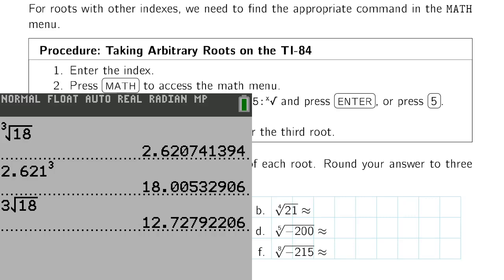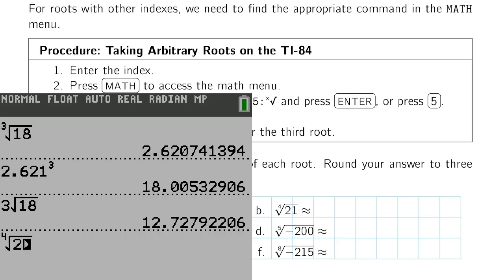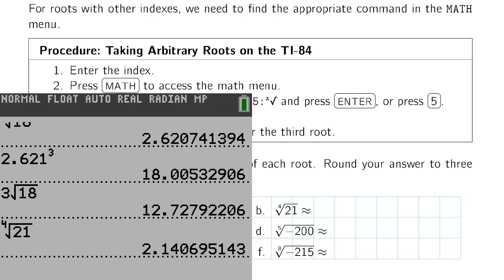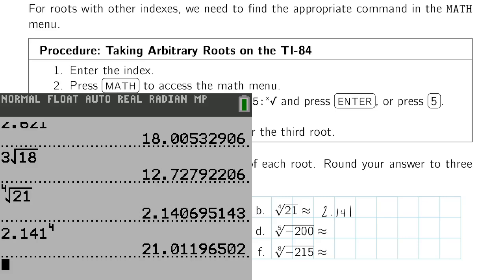Here we're going to take the fourth root of the number 21. So I'm going to type in the number 4, go into the math menu and select this arbitrary root option, and then type 21 and hit enter. So the fourth root of 21 to 3 decimal places is about 2.141. And again, that does what we want the fourth root to do, 2.141 to the fourth power is very, very close to 21.